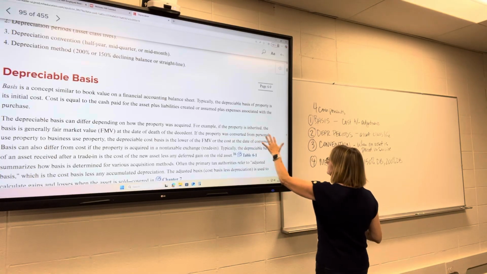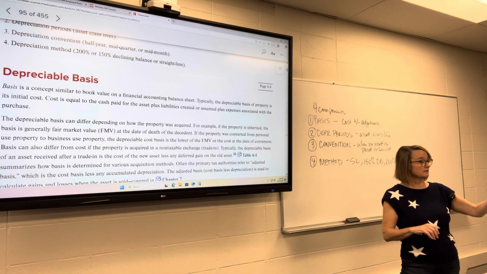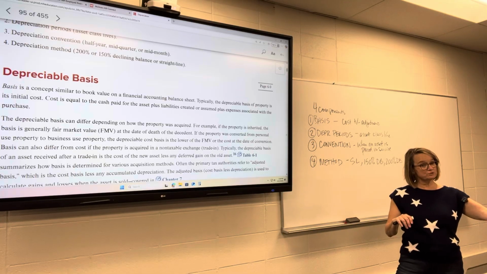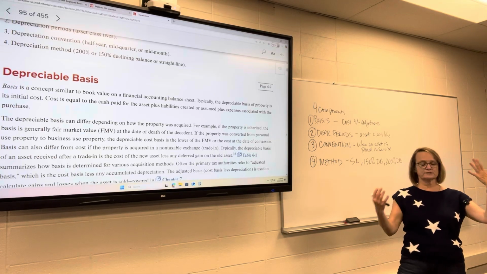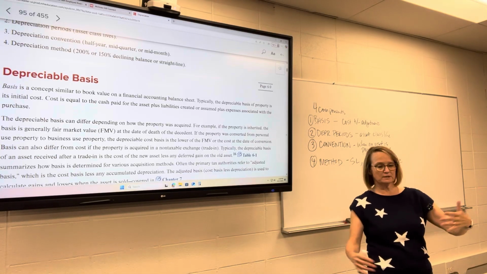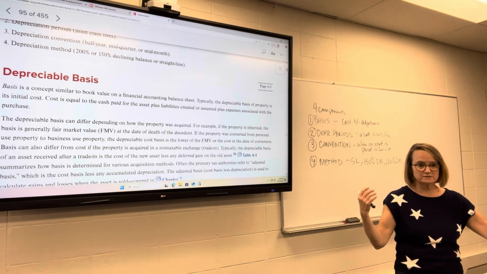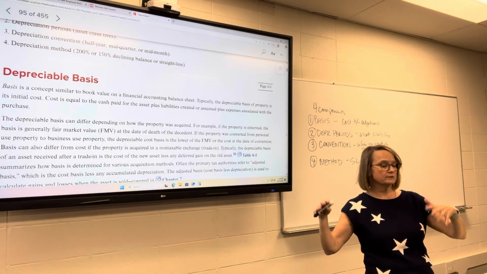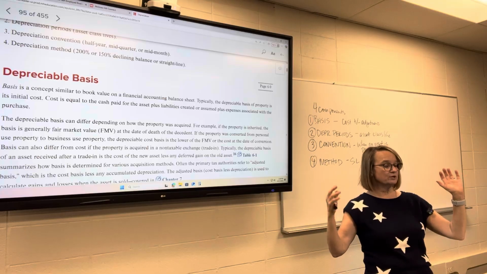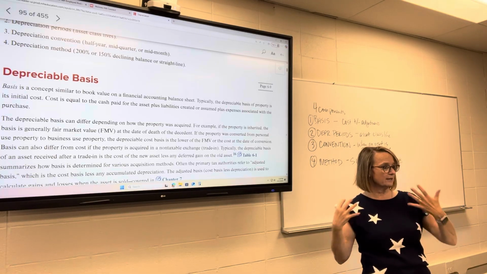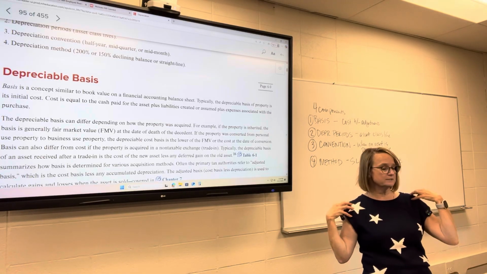But property could be inherited and then you put it into use in a business. So for example, let's say your grandpa left you his home or his condo, and you decide that you're going to rent out that condo. You're not going to use it for yourself. You've already got a place to live.